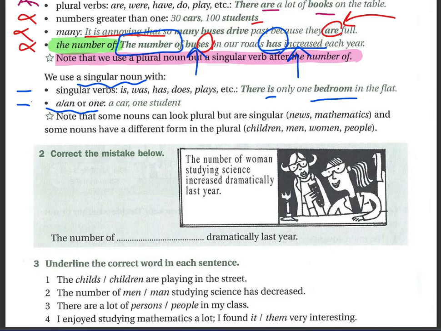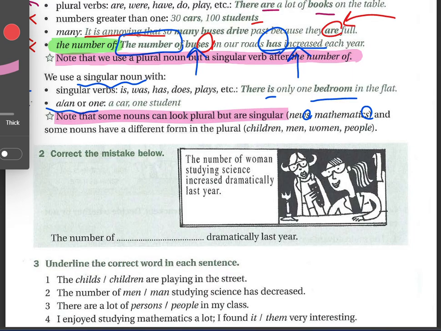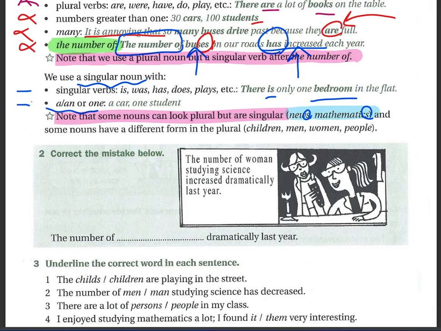Look at here, note that some nouns can look plural, but they are singular. Look at here, news, mathematics. You can see the S at the end. And if you look at it for the first time, you say, oh, of course it's plural. But be careful. These two are singular. And some nouns have a different form in the plural, the irregular ones. Children, men, women, people.